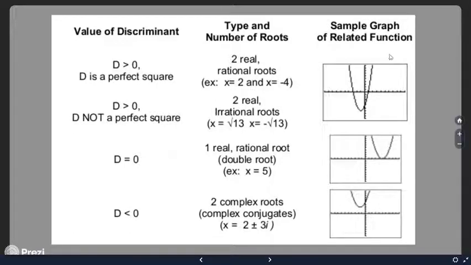So your graph will still hit the x-axis in 2 spots. It's just going to hit some number that's not like a pretty whole number. It'll be like some long decimal or like something under the square root.